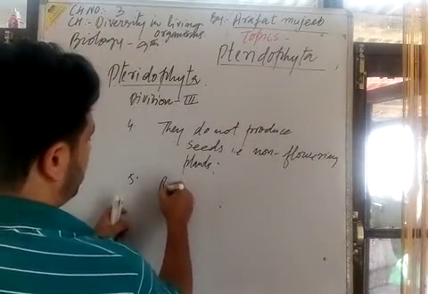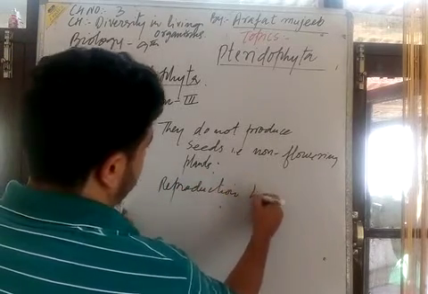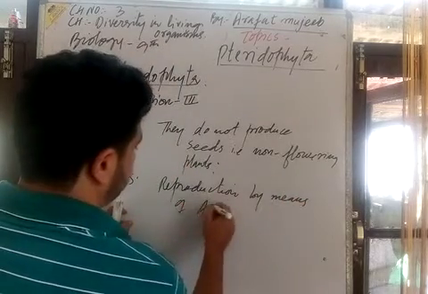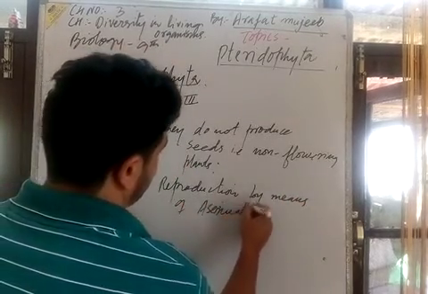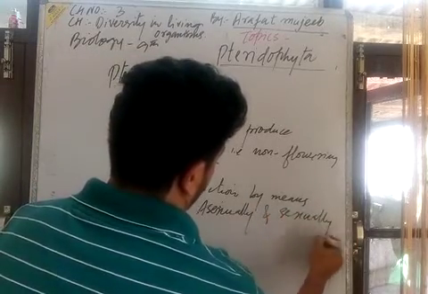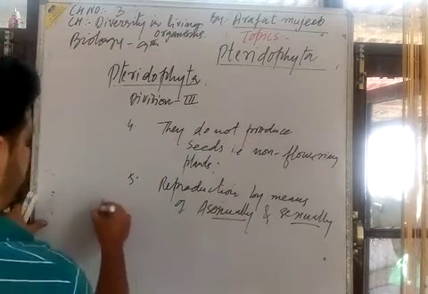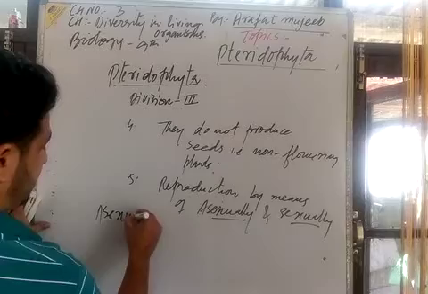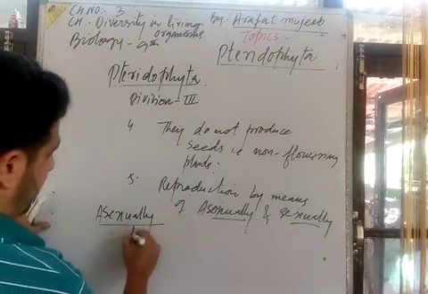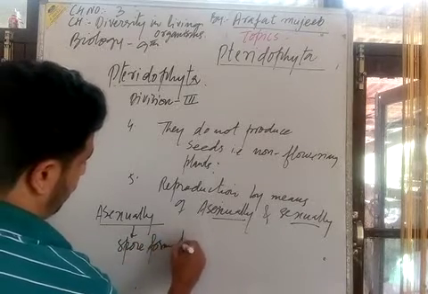Fifth one is the mode of reproduction. They reproduce by means of asexually and sexually. That means they can reproduce asexually and sexually. How do these pteridophytes reproduce asexually? By spore formation.